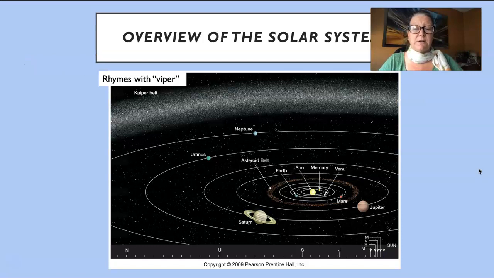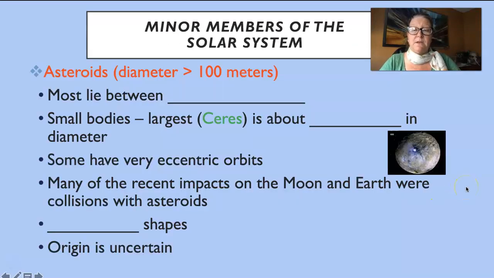So here's a cartoon of our solar system. Remember that the Kuiper belt, which rhymes with viper, is a region of icy objects beyond the orbit of Pluto, and actually it includes Pluto. The asteroid belt is a belt of small rocky objects that are primarily located between Mars and Jupiter, and we're going to start there. So asteroids are defined by their size.